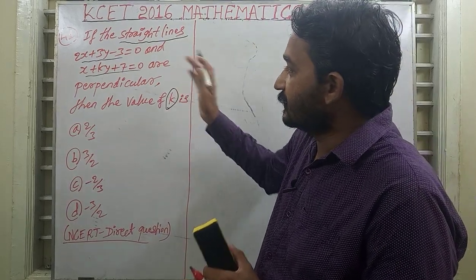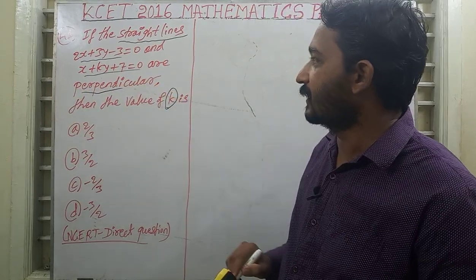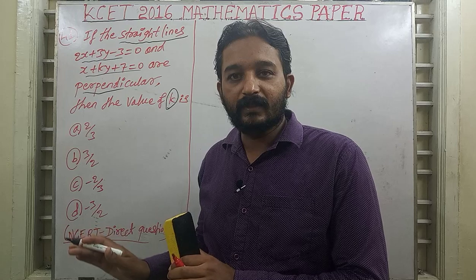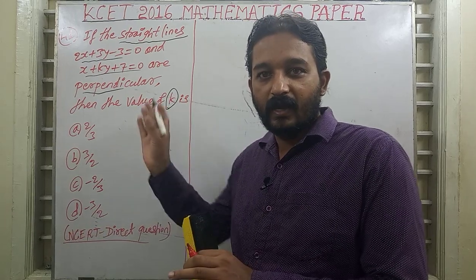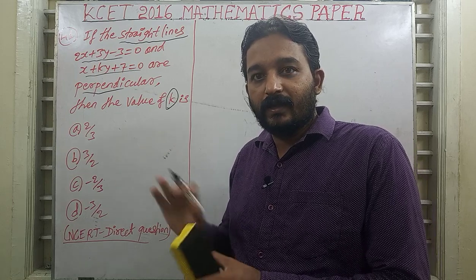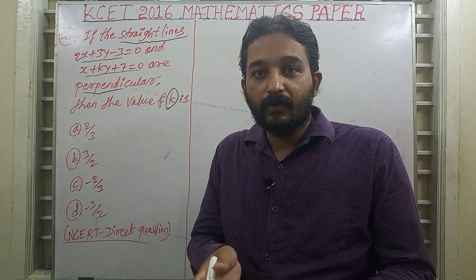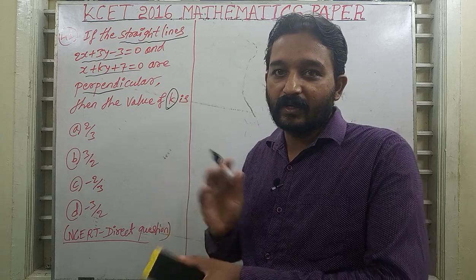If these two straight lines are perpendicular, then find the value of k. I am not going to solve this question by the usual method. What is the usual method? We have to first find the slopes of the lines, and then use the condition for perpendicularity, m1 into m2 is equal to minus 1. This is a lengthy process. I am using one shortcut method.